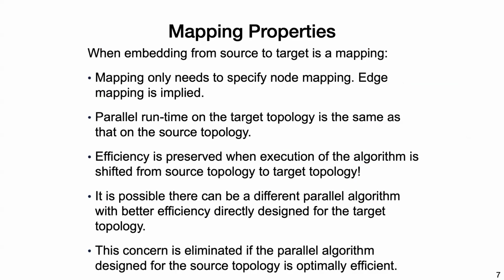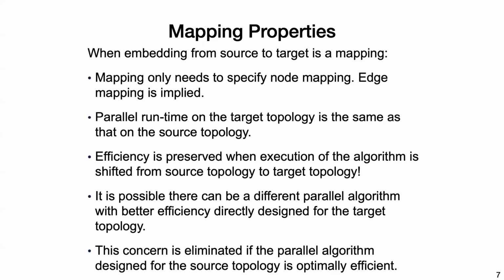Some nice things about mappings also: if you have a mapping, you only need to specify the node mapping because the edge mapping comes along with it. If node U is mapped to U prime and V is mapped to V prime, then the edge between U and V directly maps into something between U prime and V prime. And another really nice thing is that the parallel runtime on the target is the same as that on the source.